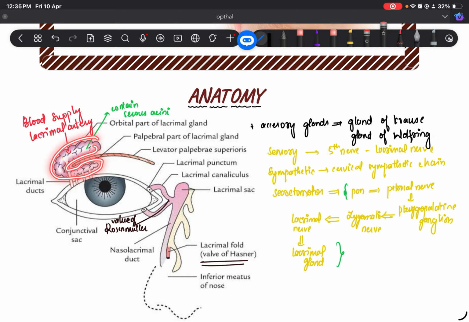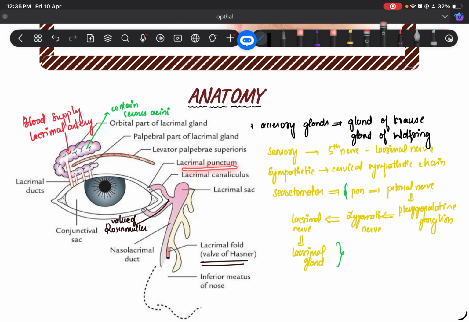First the lacrimal gland, which is enclosed by levator palpebrae superioris in between the two parts, orbital part and the palpebral part. The orbital part is almond in shape, and the palpebral part contains only 1 to 2 lobules. It's not much large. It's so small. There are 10 to 12 lacrimal ducts.